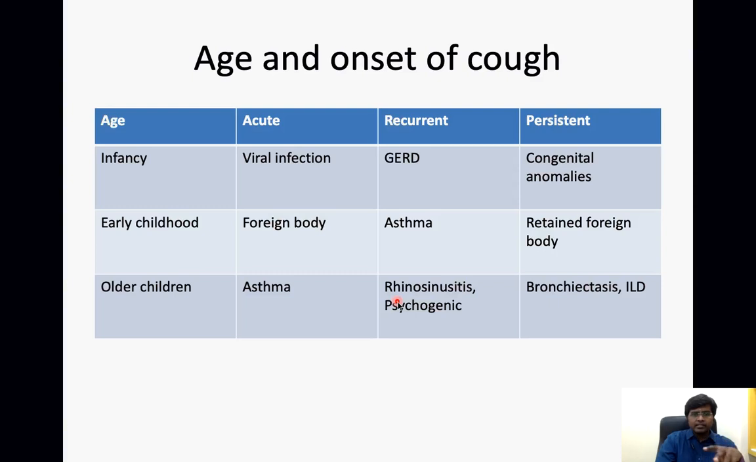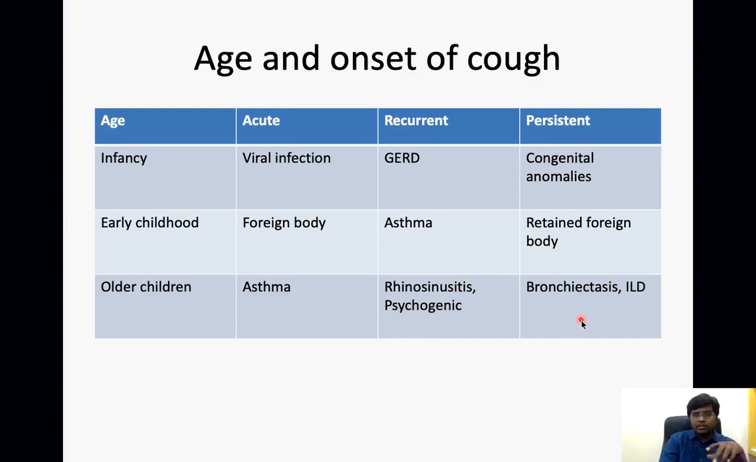And whenever there is a recurrent cough in older children, you have to think of two things. One is allergic rhinosinusitis, and the other is a psychogenic cough or habit cough. For example, it may have started as a viral cough, then the child got used to the habit of coughing and even enjoys it, coughing in bouts. But what clinches the diagnosis of psychogenic cough is that the cough disappears totally during sleep. That is very important.